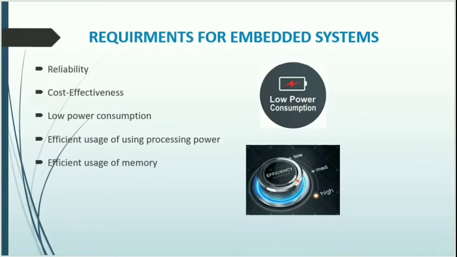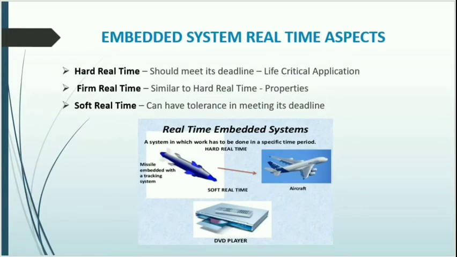Next, the real-time aspects of the embedded system are divided into three categories. First one is hard real-time embedded system, which means it is a system in which work has to be done in a specific time period. Example, aircraft and a missile, which is shown in the image. Firm real-time embedded system is also similar to hard real-time embedded system.